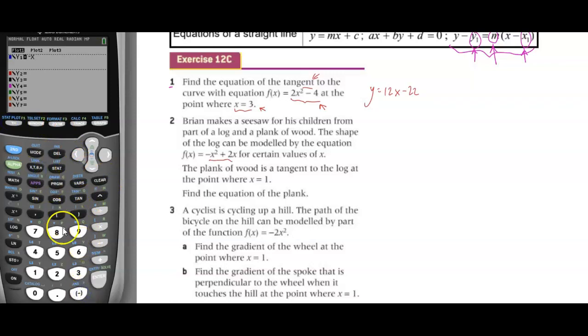Remember, a leading negative sign you're going to do with the little negative, not with the big minus sign. Negative x squared plus 2x. You can just graph it if you want to.